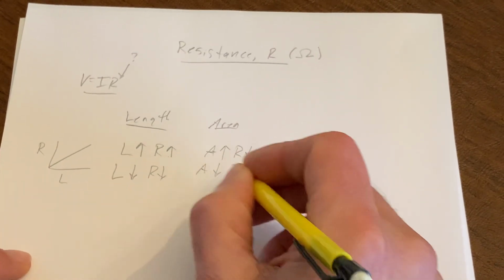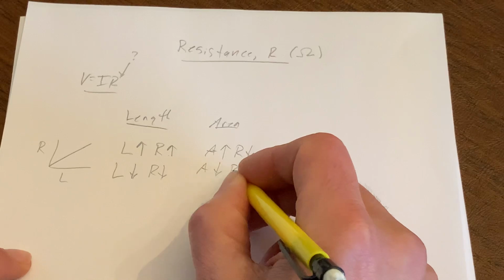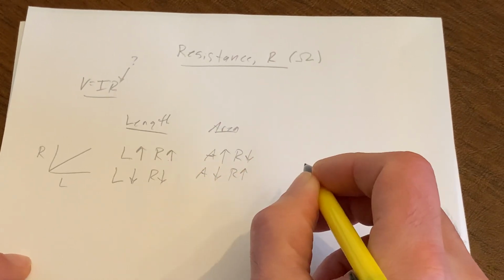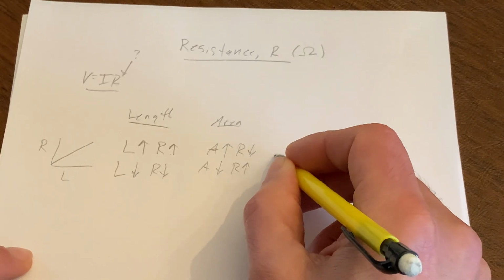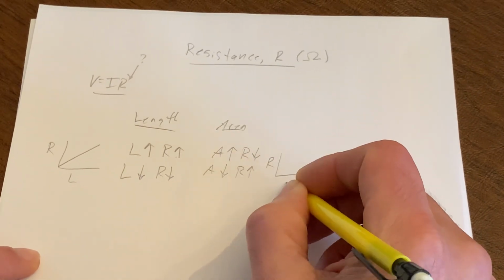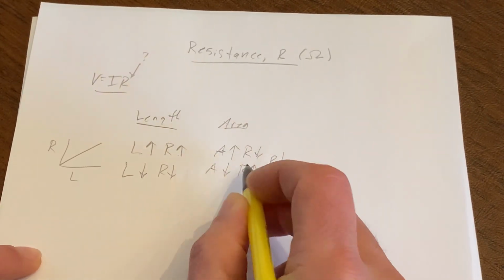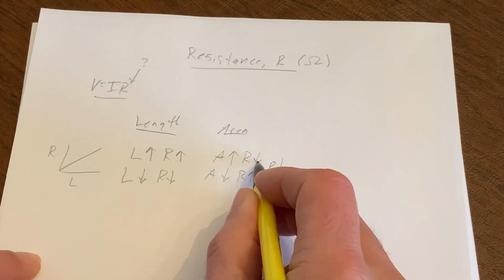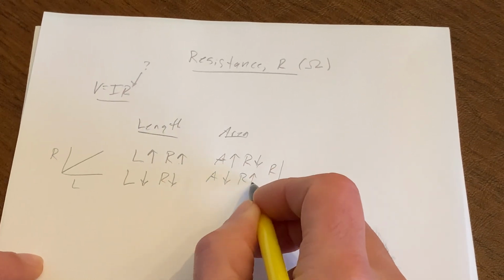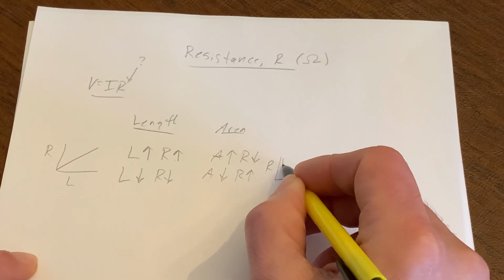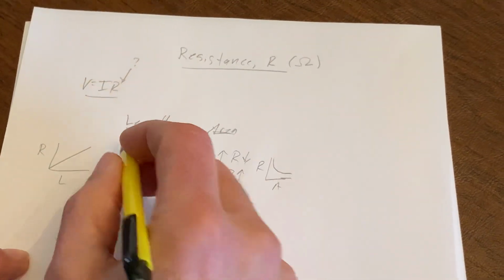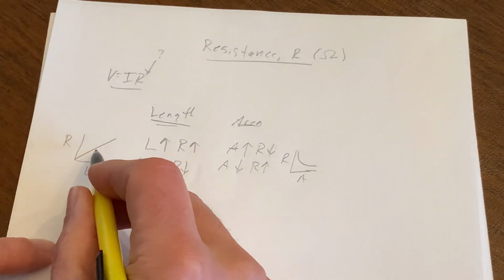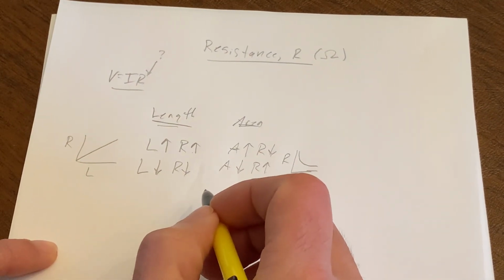How about if I make the area smaller? Thin wire is going to have a really big resistance because there's not a lot of room for the electrons that are going to be moving around. How about if I take a look at how the relationship is, R and A? Well, look, one gets bigger, this gets smaller. Area gets smaller, resistance gets bigger. What does that look like to you? Well, we've seen this many times before. That's an indirect relationship. So what do I have? Length is directly related. Area is indirectly related.